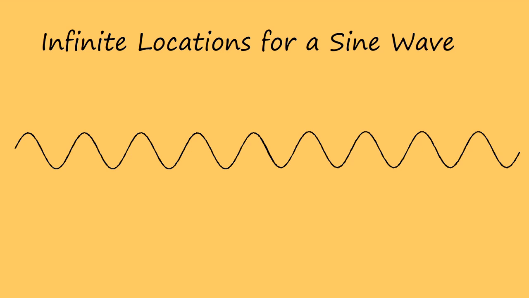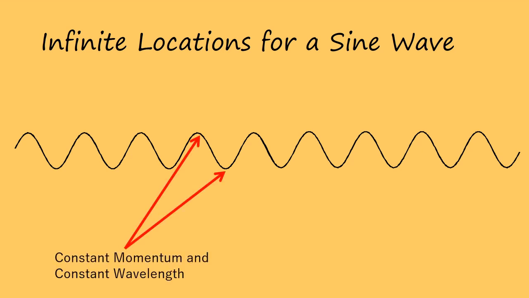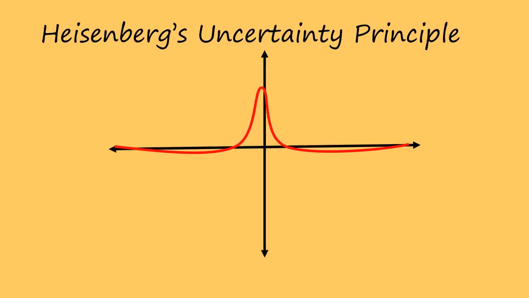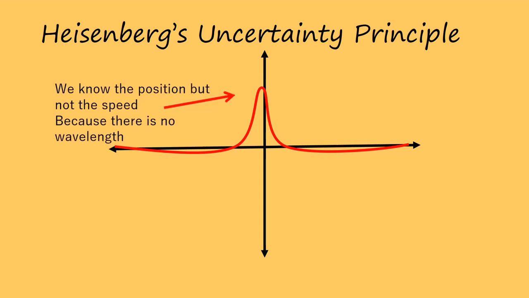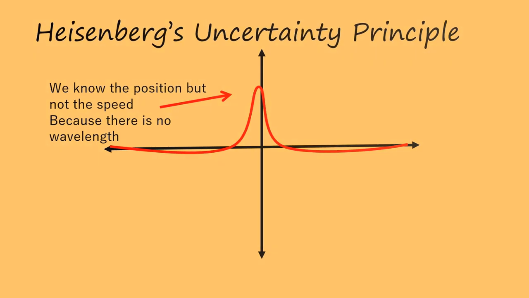If the wavelength of a wave is like a sine wave and it has the same wavelength throughout the wave function, then there is a probability for the wave to be anywhere in the universe. If the wave function has only one value, then we know the position, but it is impossible to know the momentum. This is Heisenberg's uncertainty principle, and it stops us from knowing everything about a wave.